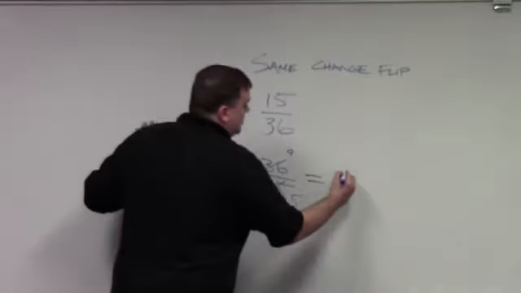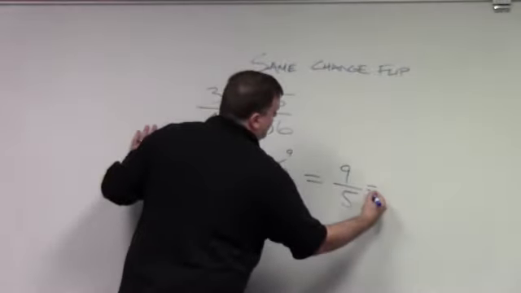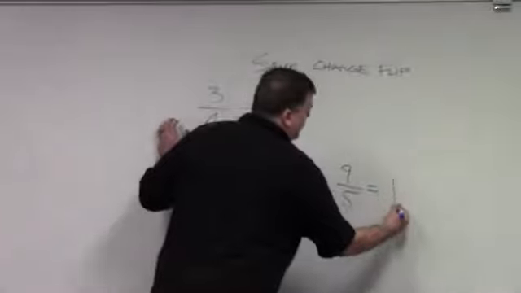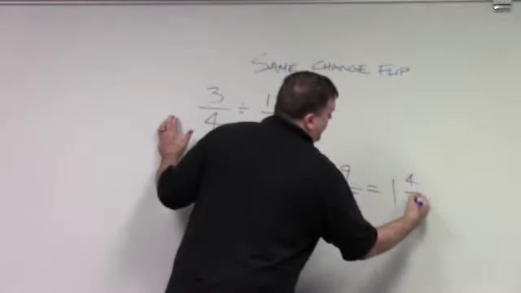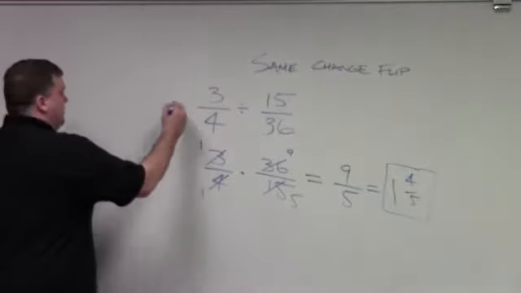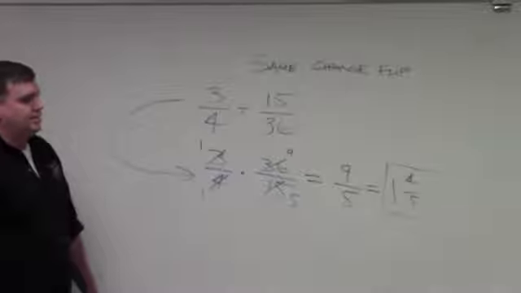1 times 9 is 9, 1 times 5 is 5. 5 goes into 9 one time, with a remainder of four, and keep the same denominator. So notice that division ends up just being a multiplication problem, so you can work them out exactly the same way.